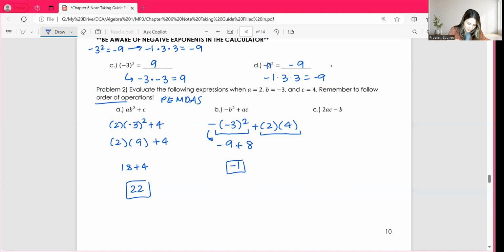And then last one here, we're going to do 2 times my a value, which is 2, times my c value, which is 4, minus b, which is negative 3. Watch those signs. Multiplication, I'm going to do 2 times 2 gives me 4. 2 negatives here make a positive, so I'm going to have 16 plus 3 gives me 19.